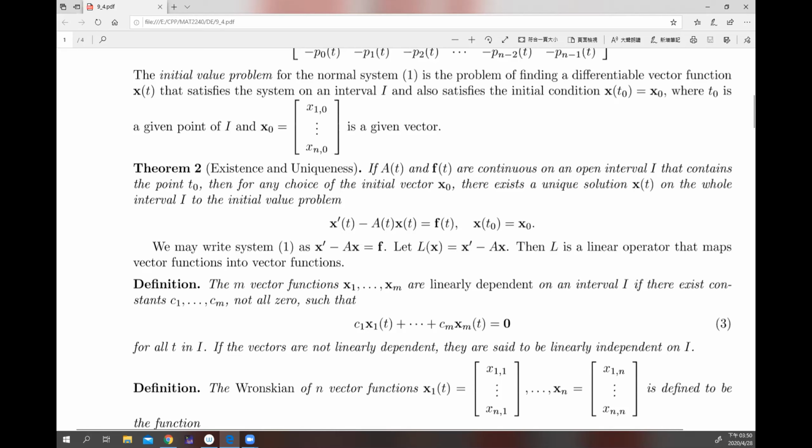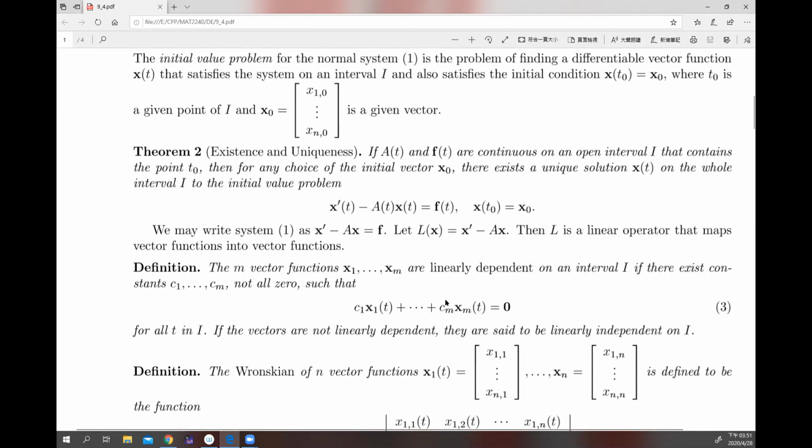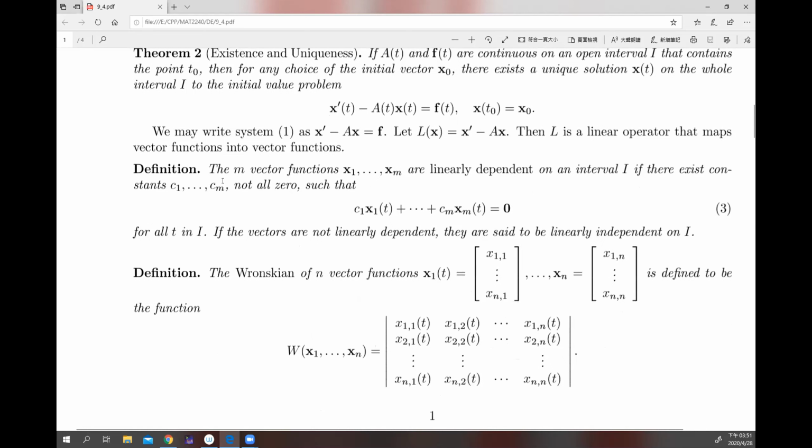So basically what theorem 2 is saying is that if they're continuous on an open interval I that contains the initial condition, then we can find a solution to the initial value problem. Theorem 2 basically tells us that we can actually solve the system and find a solution. Now the proof is actually quite complicated, and if you're interested, I think the proof can be found in chapter 13 in the textbook.